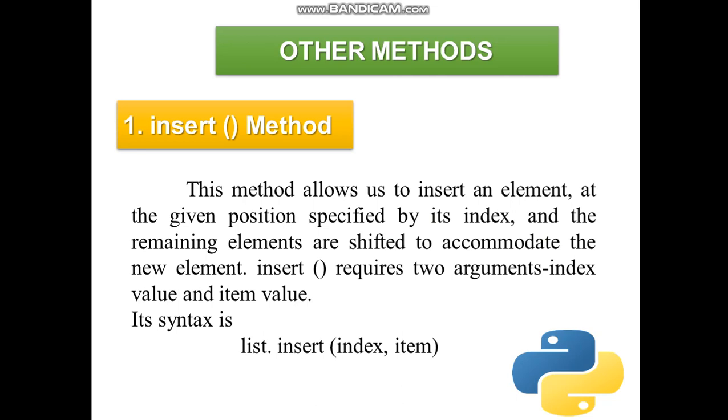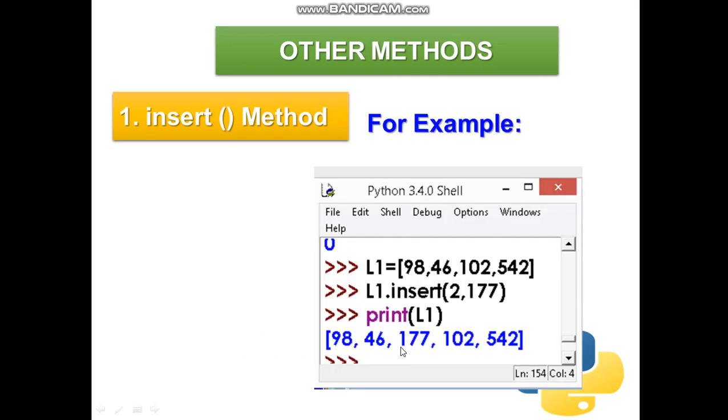Now what is the difference between insert and append? Append inserts the element at the end of the list, but insert function inserts the element at the specified position which you have given. So the syntax is list1.insert(index, item) which you want to insert. For example, I will write L1.insert(2, 177). That means at second position I want to insert 177. So you can see that the element got inserted into the list L1.